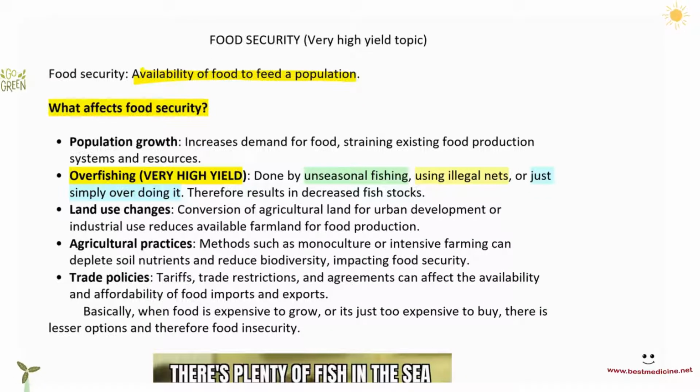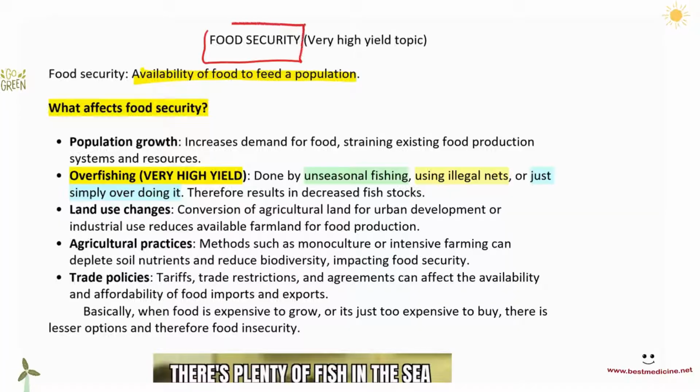Now, of course, for the growing population that we have nowadays, we want the food to be available at all times, right? And so we have to have food security in our towns, in our cities, in our communities. There's a lot of things that can affect food security, the availability of food to feed a population. For example, number 1, population growth. Remember when we were talking about increasing population, we were talking about the fact that it affects food security. Well, here is food security.